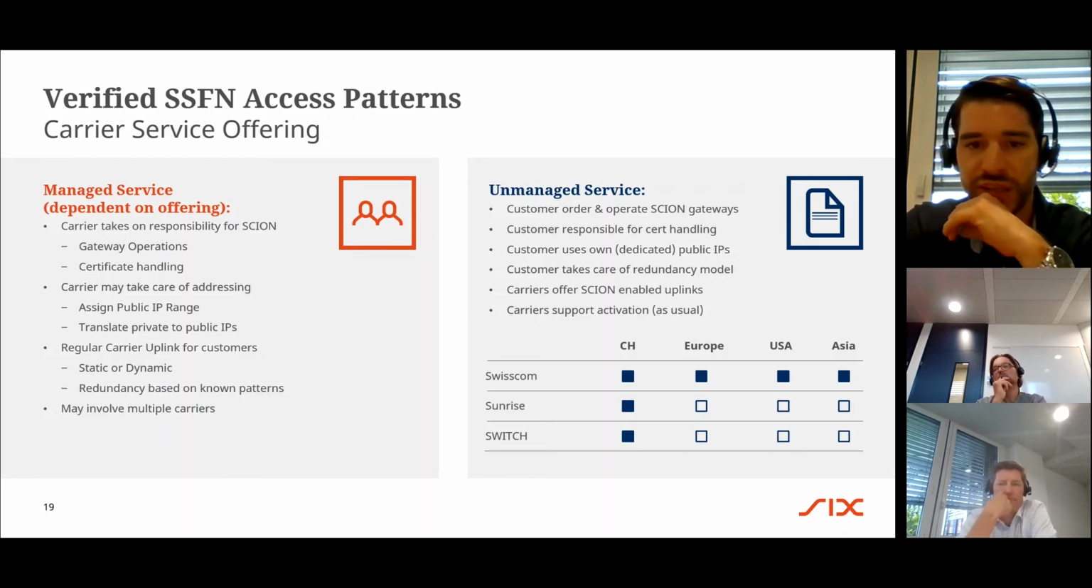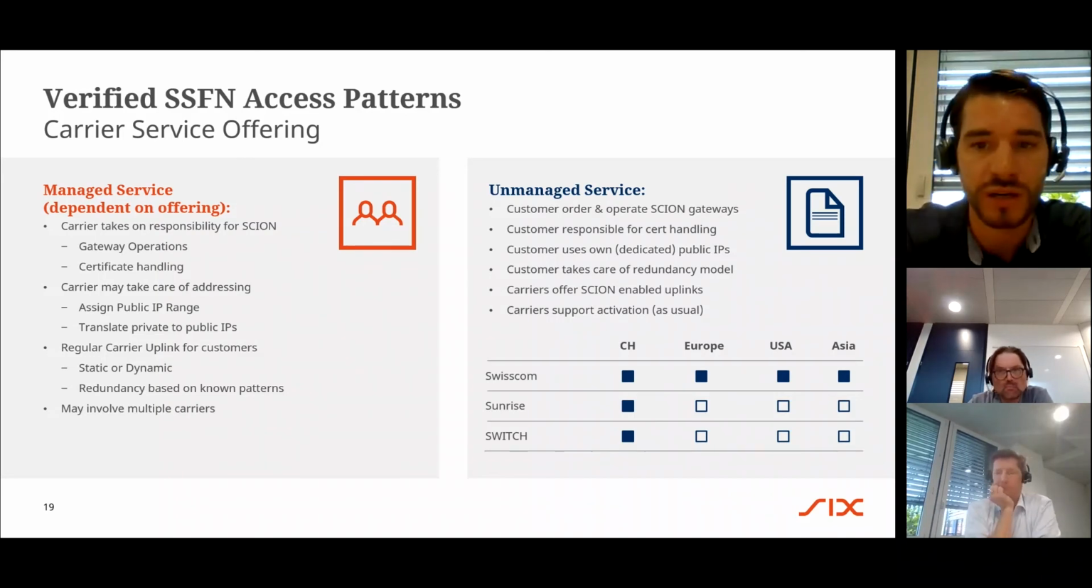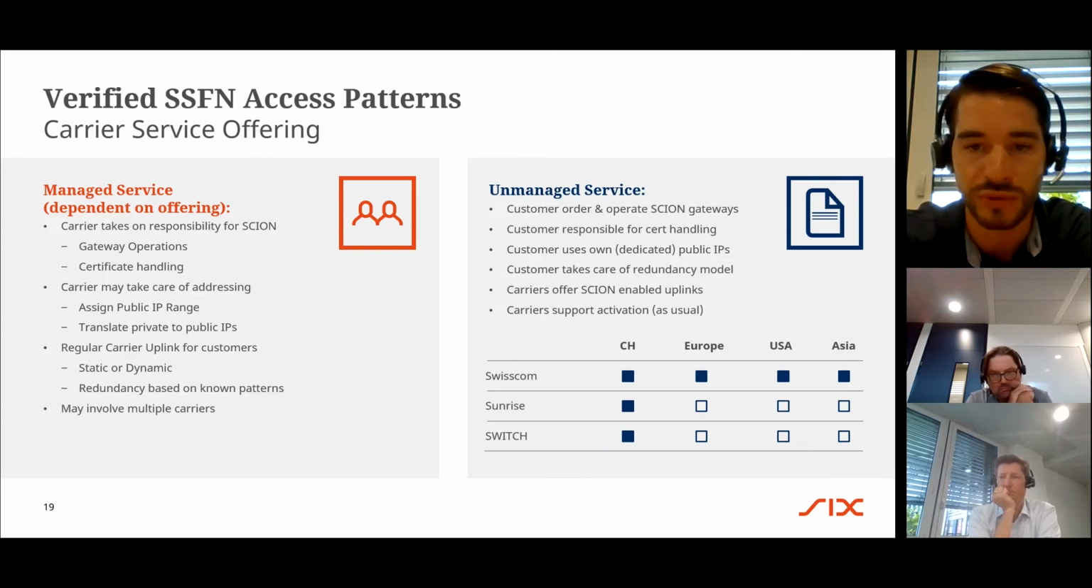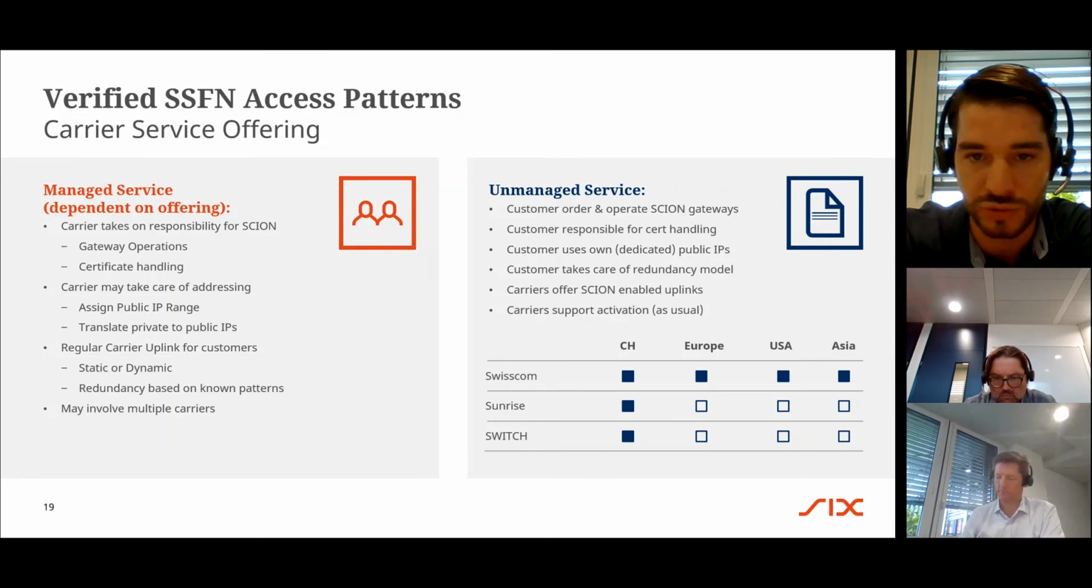One thing to add here, the carrier landscape is not static. So there are other carriers that want to join this market as well. I think as soon as this information is public in future, or if there's an update on the carrier situation, that will be reflected on our webpage as well, which is referenced at the very back of this presentation, but also very easy to recognize or remember is sixgroup.com/ssfn.